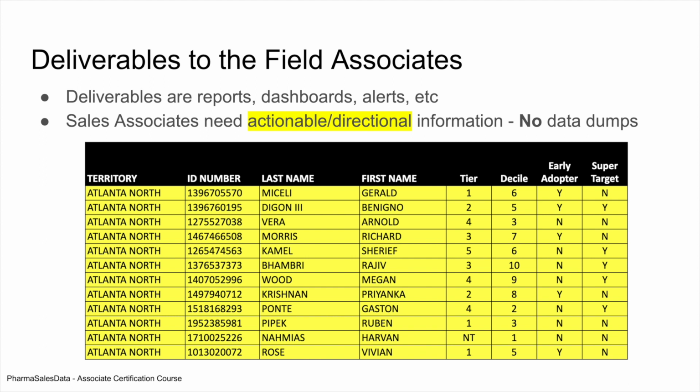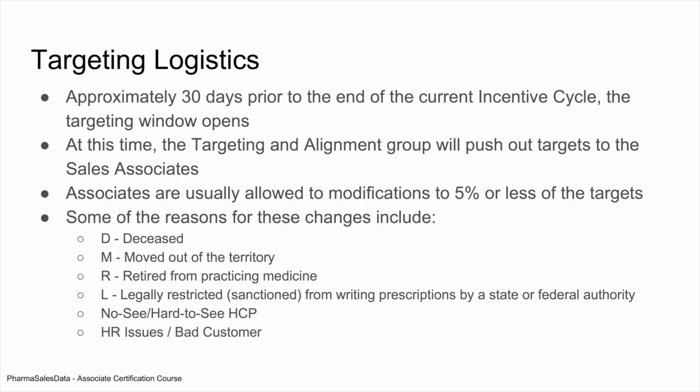This is not directional. Am I supposed to call on tier 1 doctors? Am I supposed to call on decile ones? Am I supposed to call on early adopters? This is data overkill. And this is one of the problems the targeting and alignment team often goes through, where they send out too much information to an associate and they don't specifically say, hey, focus on this metric to grow our brand.